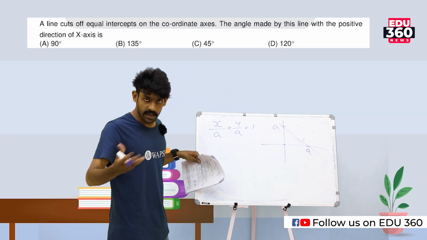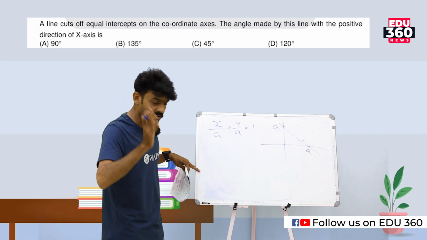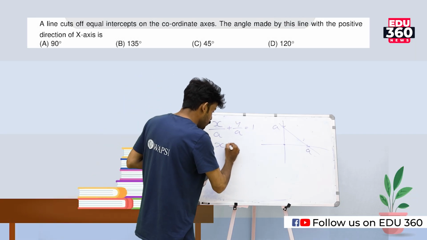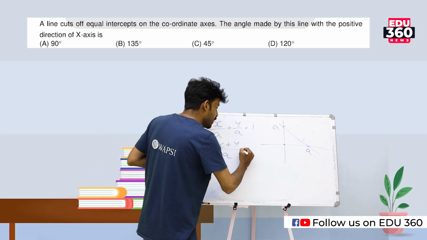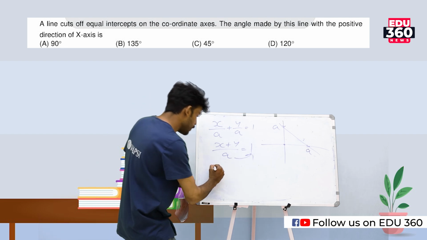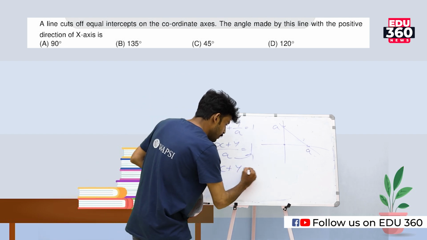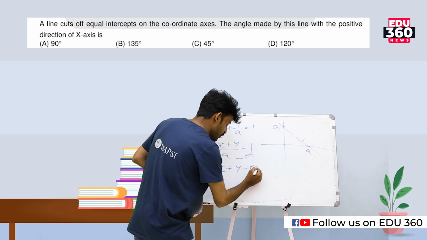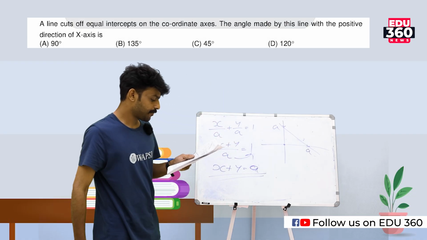So look at here. Here the denominator is same. That is, the denominator is a here. So we can write it as x plus y divided by a, so that is equal to 1. So hereafter just move the a to the right hand side. So it will become x plus y is equal to a.